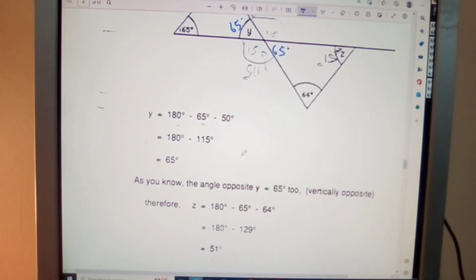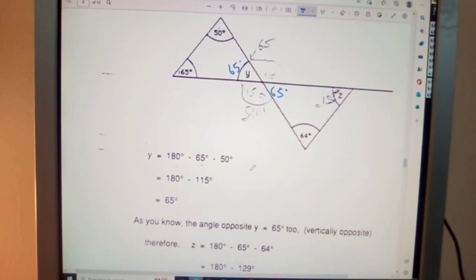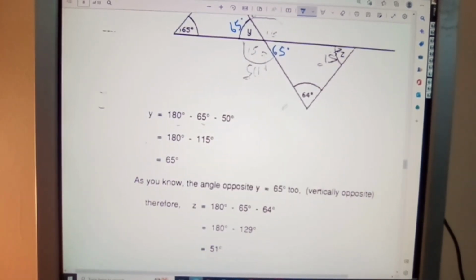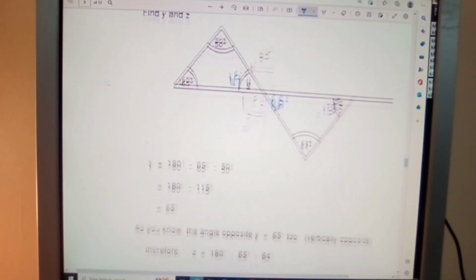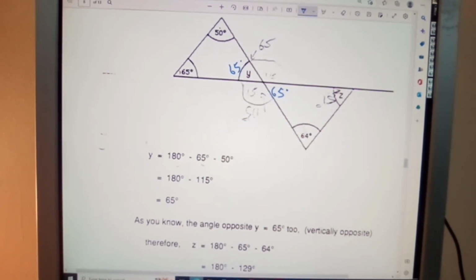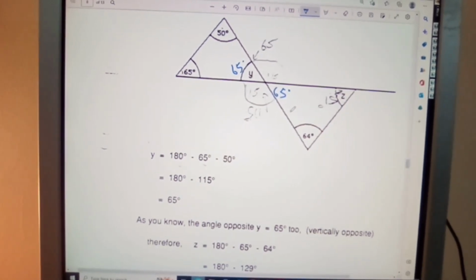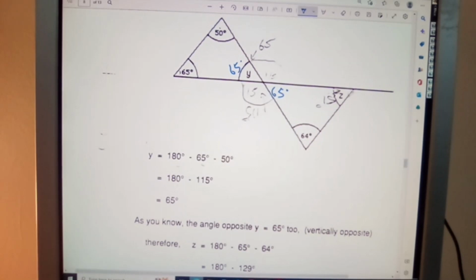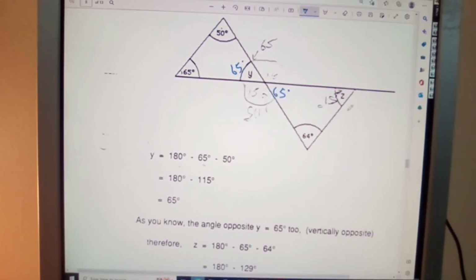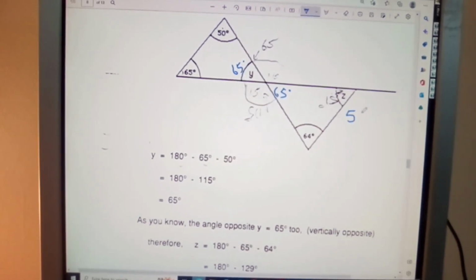Hang on a second. You know the opposite angle of the fraction, therefore z equals... 60 plus 60 is 120. If we're looking for z, we know that's 65, that's 64. So 180 minus 165 minus 64, 129 equals 51 degrees. And we got our z here, which equals 51 degrees. That's quite correct. That is equal to that.